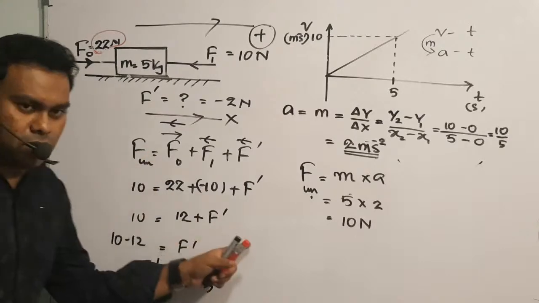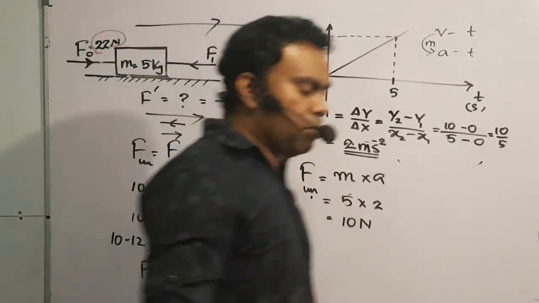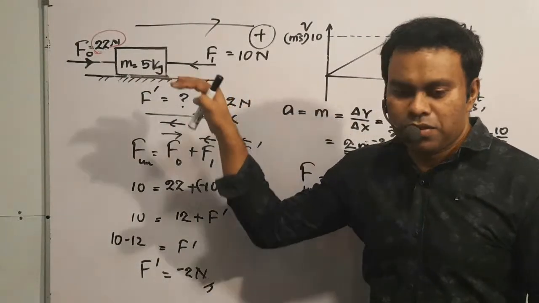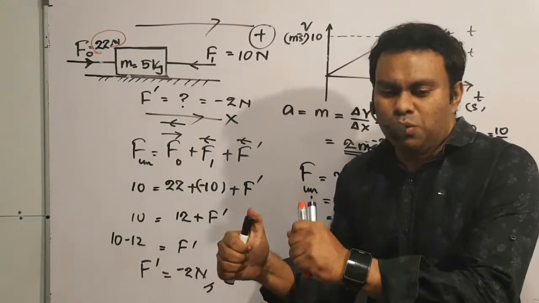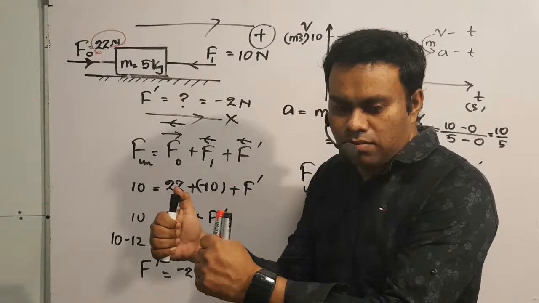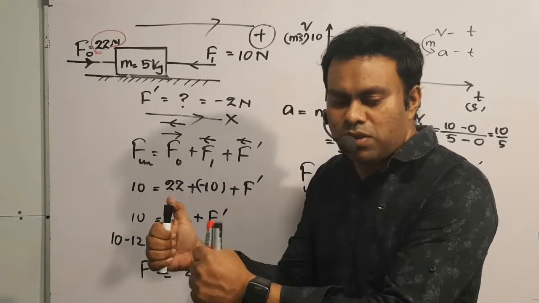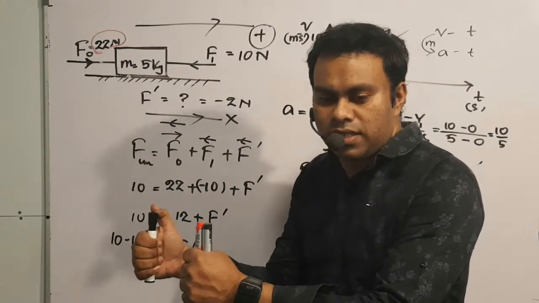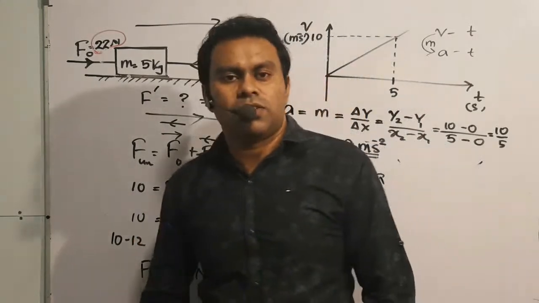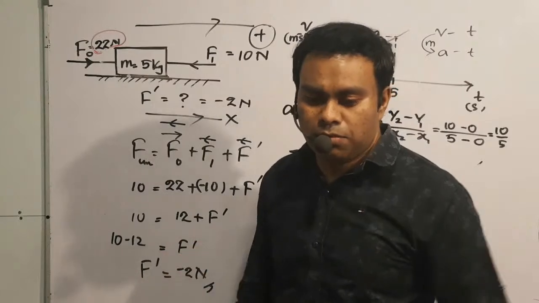But you have to consider there are three types of frictional forces. What are they? Static frictional force. It holds without moving, up to a maximum. Before the motion, what is the type of frictional force that exists? That is static frictional force.